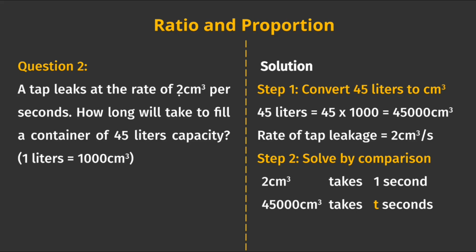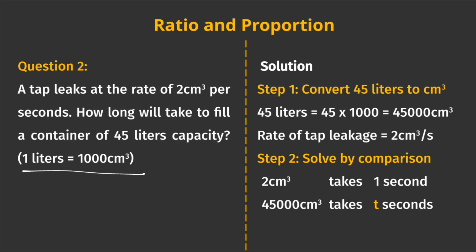The first step is to convert that 45 liters to centimeter cube. Why? Because the reference for us is the tap that leaks at 2 centimeter cube. So working in the same unit makes calculation easier. We were told from the question that 1 liter equals to 1000 centimeter cube. So 45 liter gives us 45,000 centimeter cube.